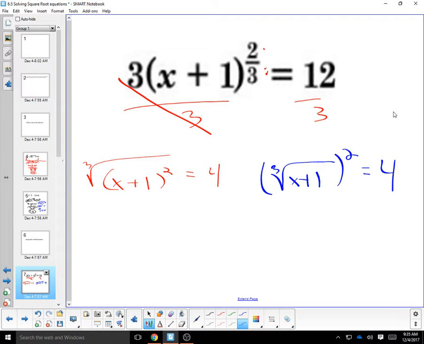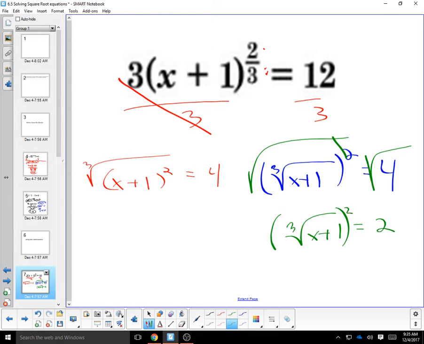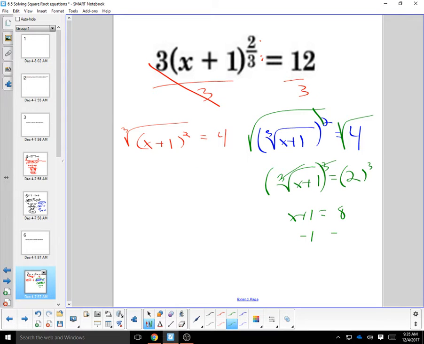Okay? Oh, that's good. Now, I actually like the one on the right better. Because it's squared. How do I get rid of a square? Square root, right? Square root both sides. That leaves me with the third root of x plus 1 is equal to 2. How do I get rid of that cube root? By cubing it, right? So now I cube this. Cube that. These are gone. x plus 1 is equal to 8. When I subtract 1 to both sides, x is going to be 7.